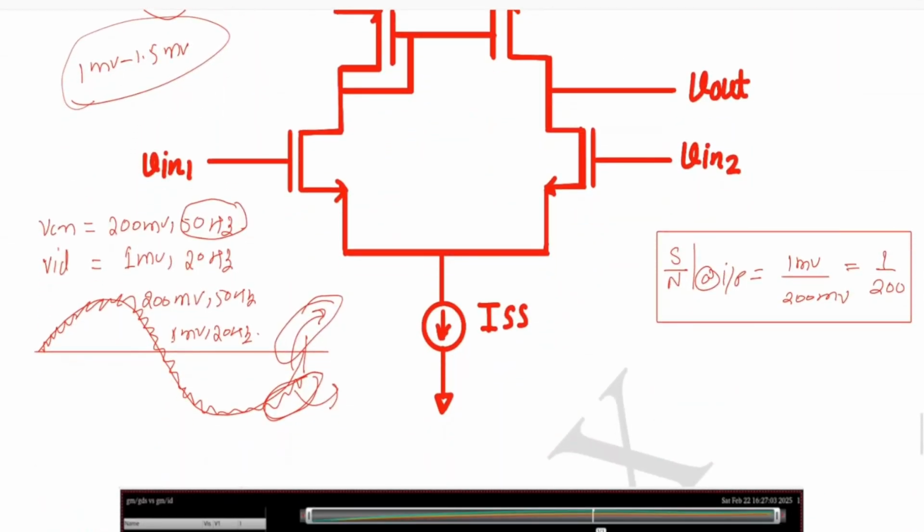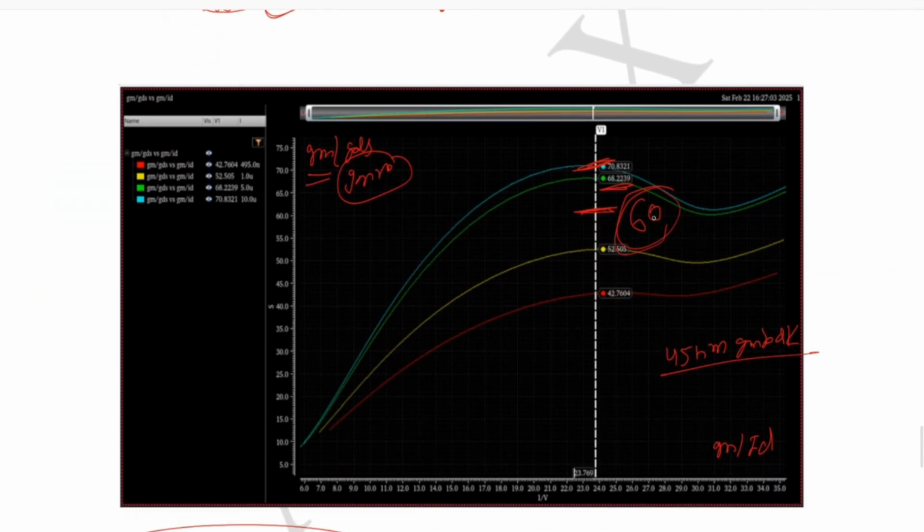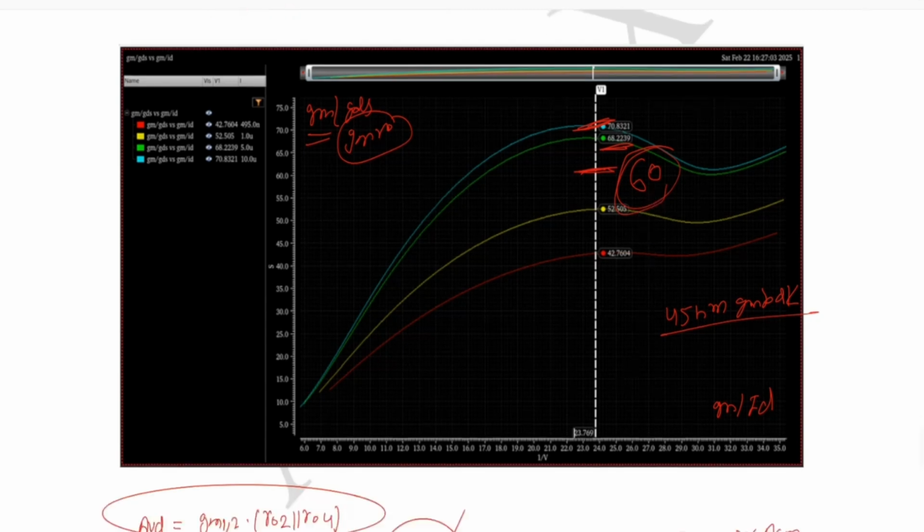Now I tried to figure out how the waveform will look at the input side. Don't confuse that the smaller one is noise. No, that is signal, and the 50 hertz is our noise. So I calculated the signal to noise ratio at the input. Signal is 1 millivolt and noise is 200 millivolts, so that is 1 by 200. I have taken one GPDK 45 nanometer, and I have taken an intrinsic gain of 60.